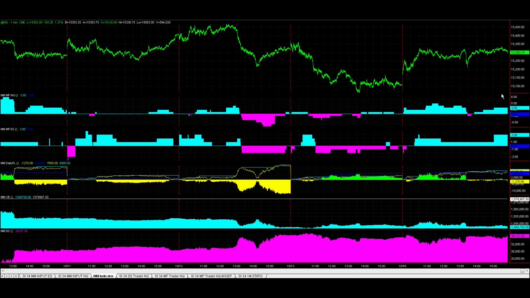You can see minus 1270. Currently, as we go into the close, 9 minutes left, it's long 3 Nasdaq and long 3 E-mini if you were trading the old stock index portfolio 34, and down 1270 on the day. This is updated on an end of bar basis. And then let's look at the stock index portfolio 21.